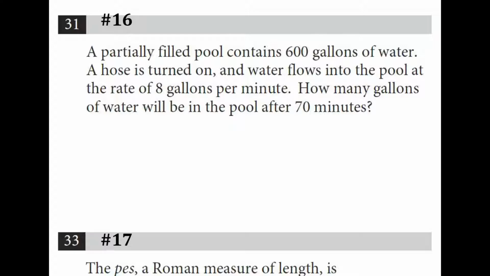31. A partially filled pool contains 600 gallons of water. A hose is turned on and the water flows into the pool at the rate of 8 gallons per minute. How many gallons of water will be in the pool after 70 minutes?